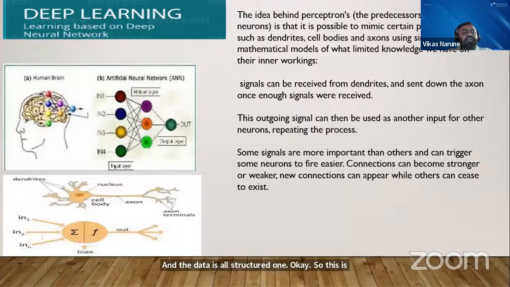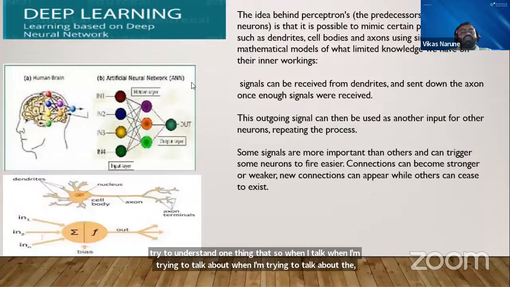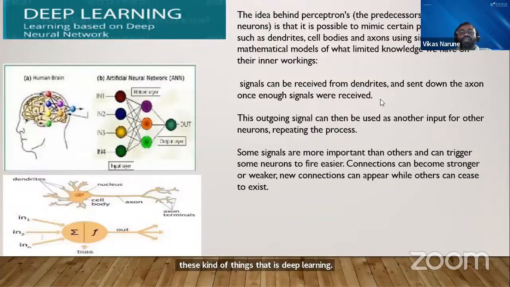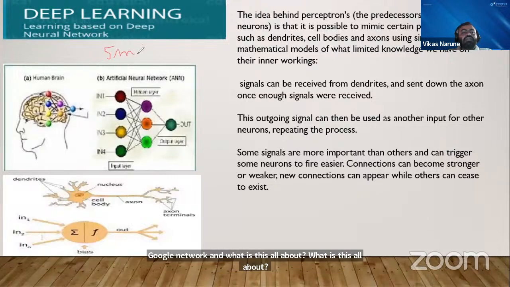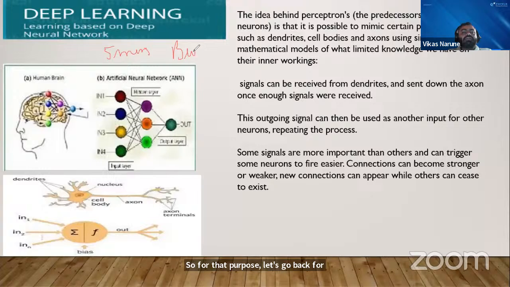Now try to understand one thing, guys. When I talk about this kind of thing, that is deep learning. Deep learning uses the artificial neural network, right? So guys, try to understand what is this artificial neural network and what is this all about? For that purpose, let's go back for 5 minutes. For 5 minutes, let's go to the biology class, guys. Let's go to the biology class and try to understand the functioning, the working of the human brain. We'll try to compare this with the artificial neural network.